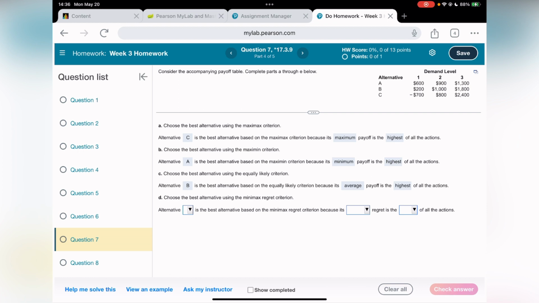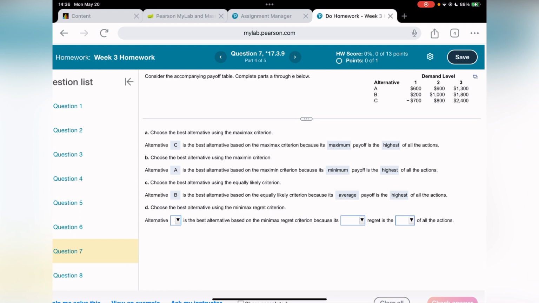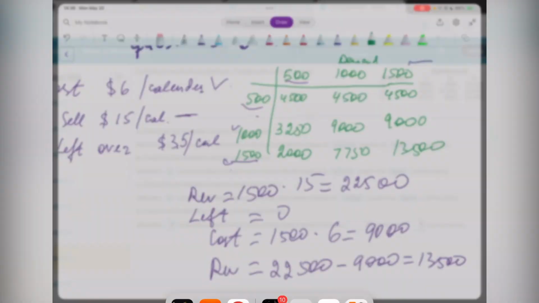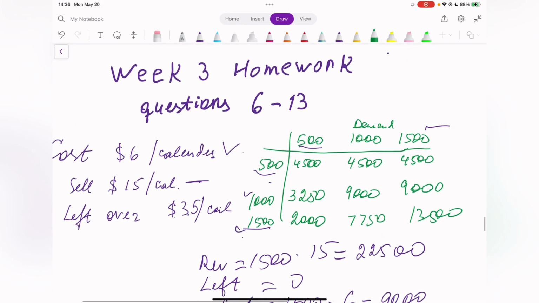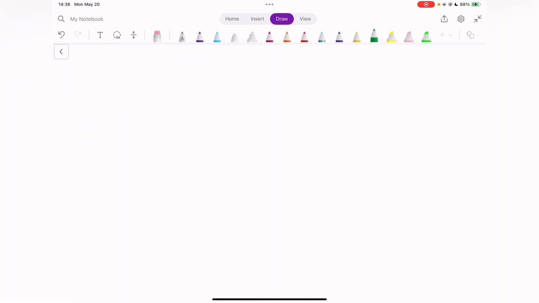Okay, let me see. I'm going to take a picture of this demand level table. I recommend you take a picture also so you can follow me. Let me get a new page so we can start working.